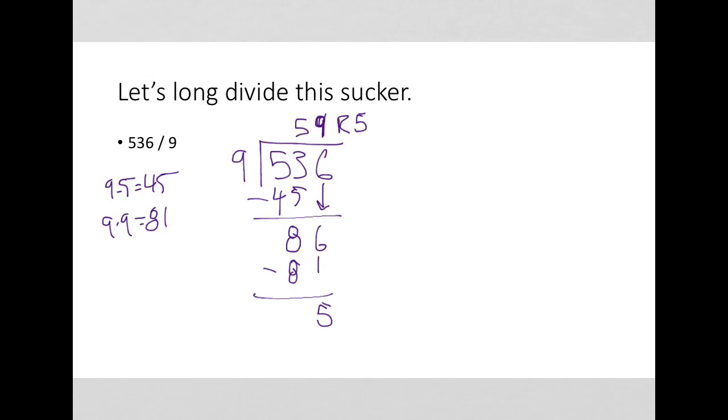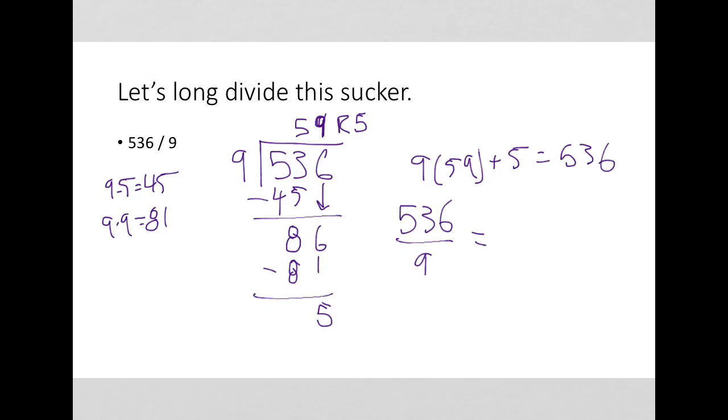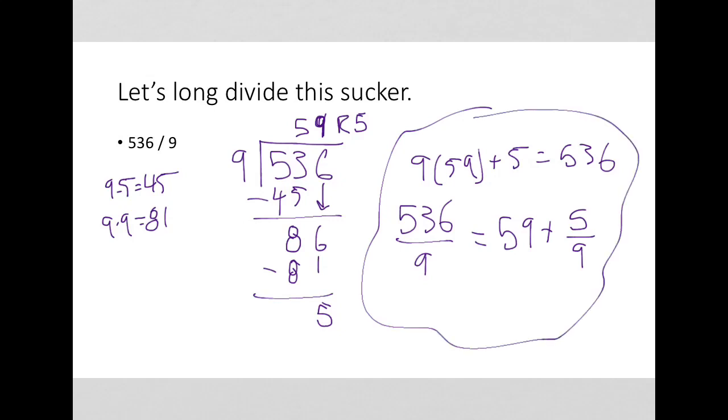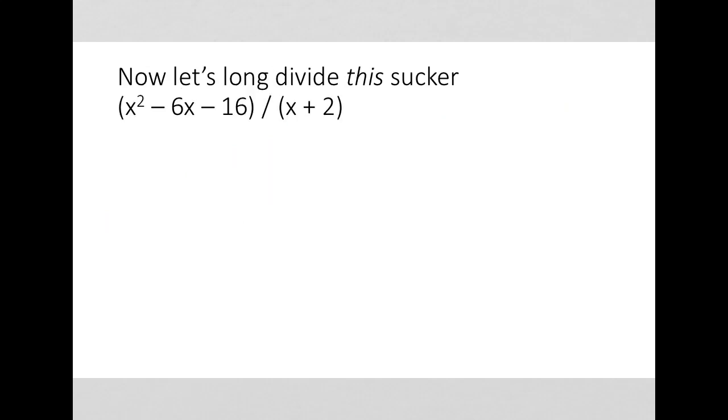And we can say a couple things. We can say that 9 times 59 plus 5 equals 536. And we can also say that 536 divided by 9 equals 59 plus 5/9. Take a look at those for a moment and convince yourselves, yes, those are actually equivalent statements. All I'm doing is dividing by 9 on both sides from the top to get to the bottom. Cool. Keep that in mind for later. It's going to come in handy.